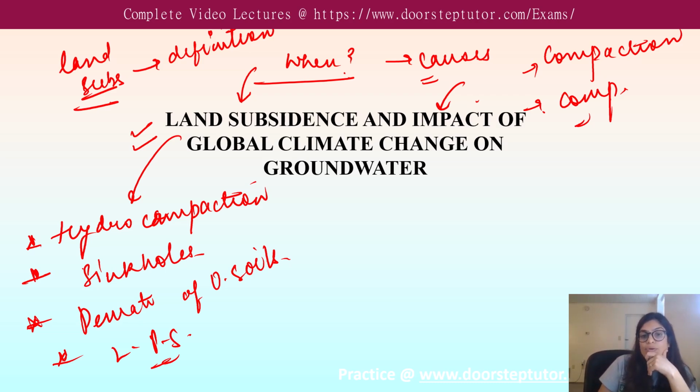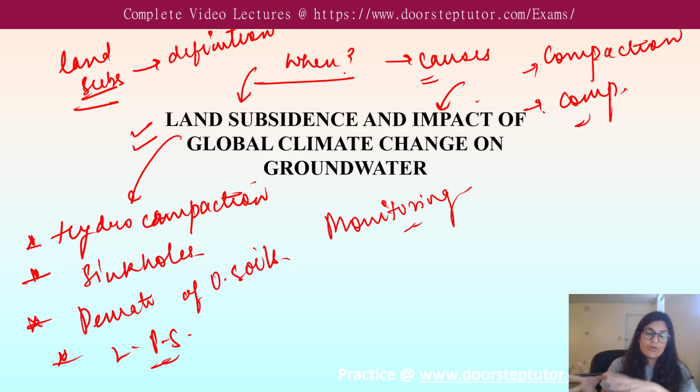And then we are going to see how you can monitor once you have figured out that you are in a region where land subsidence can take place. What are the factors you need to take into account, or what are the parameters that you need to keep on monitoring so that you're aware that now an alert has to be issued because this ground is going to collapse.